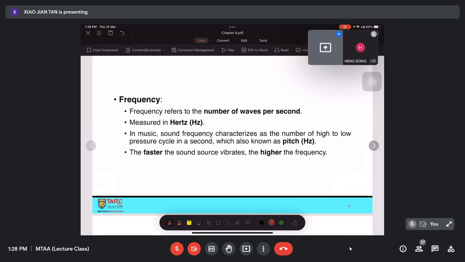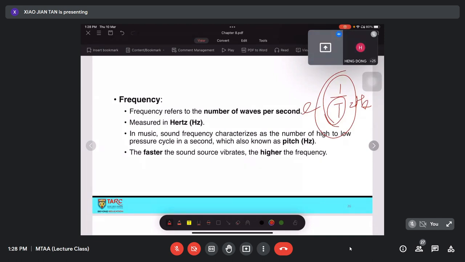Frequency refers to the number of waves per second. Okay, so the frequency would be 1 divided by T to get the hertz, and T is the period. So if you did not remember the definitions for, for example, frequency, you can always recall from the equations. Because 1 divided by T is the period. So a period is always calculated based on 1 second. So basically, frequency would be how many waves in 1 second. So it is measured in hertz.